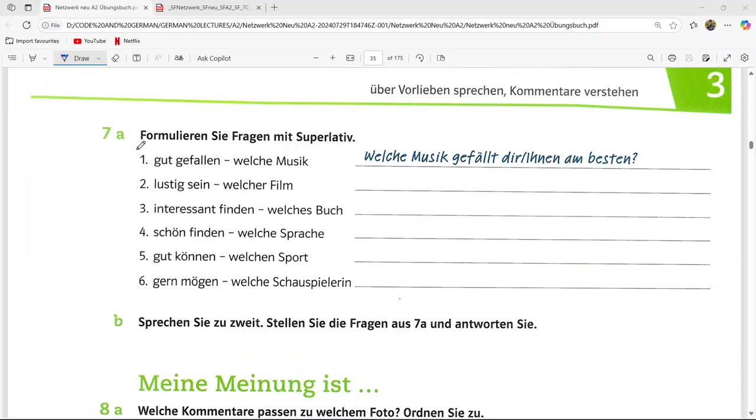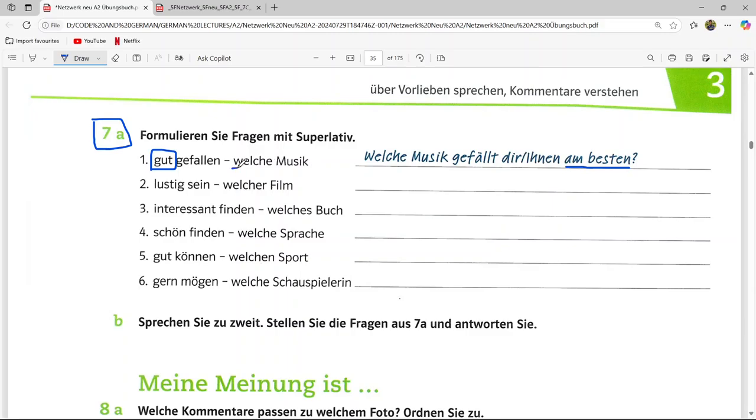So what does task 7a say? Formulieren Sie Fragen mit Superlativ. Okay, so we have to make questions in the superlative form. We learned the comparative form and now we will be learning the superlative form. Where is the adjective? Adjective is this, gut. So the comparative form of gut is besser and the superlative form of gut is am besten. Am besten.